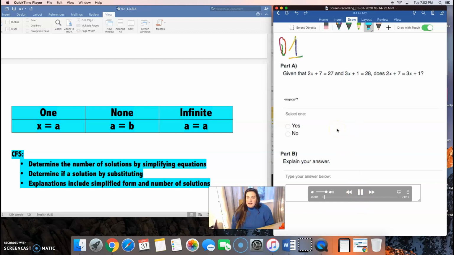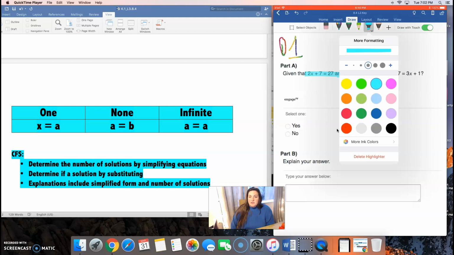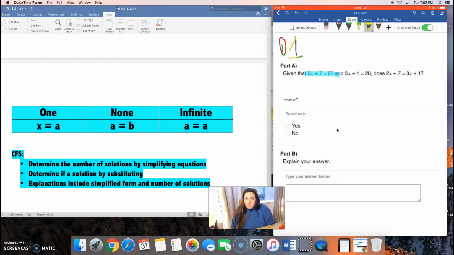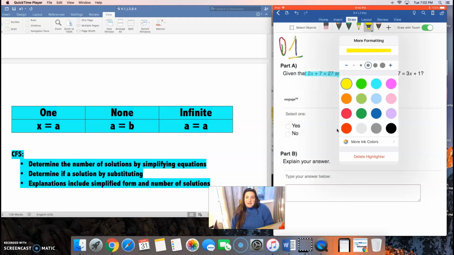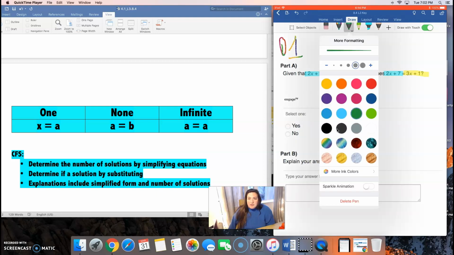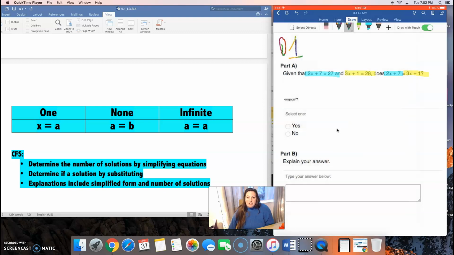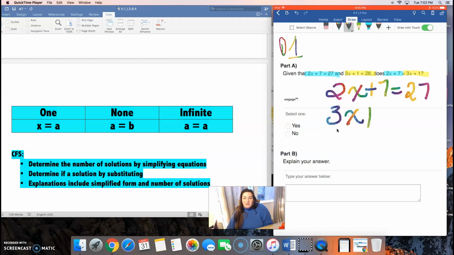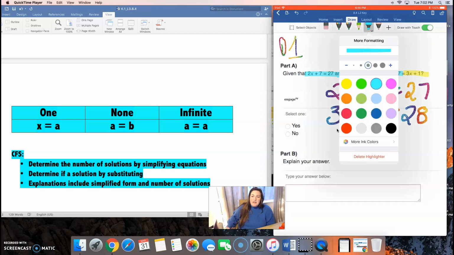And the question is asking, given that 2x plus 7 equals 27, of course, let's get in there with the color coding, 3x plus 1 equals 28, then can we write the statement 2x plus 7 equals 3x plus 1? And so I want us to think about this. Let's rewrite the equations so we can see them a little bit better. So if we write them down below, we have 2x plus 7 equals 27. And then right under that, I'm going to write the second equation, 3x plus 1 equals 28.